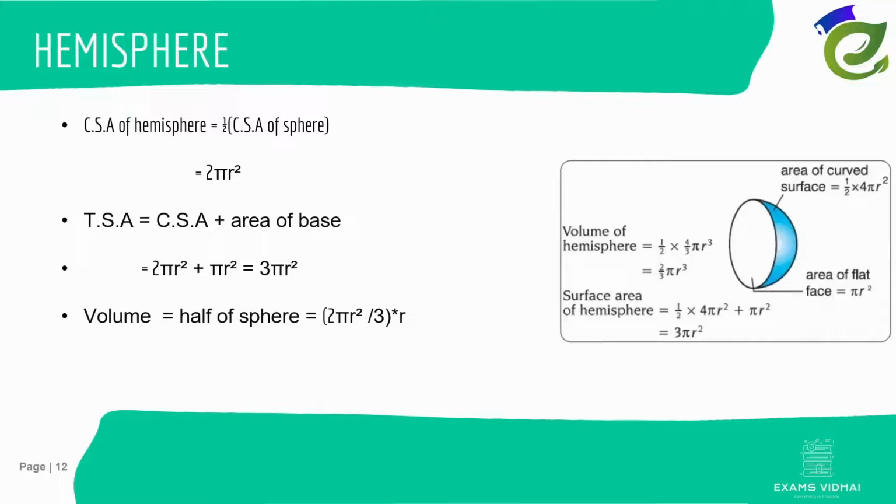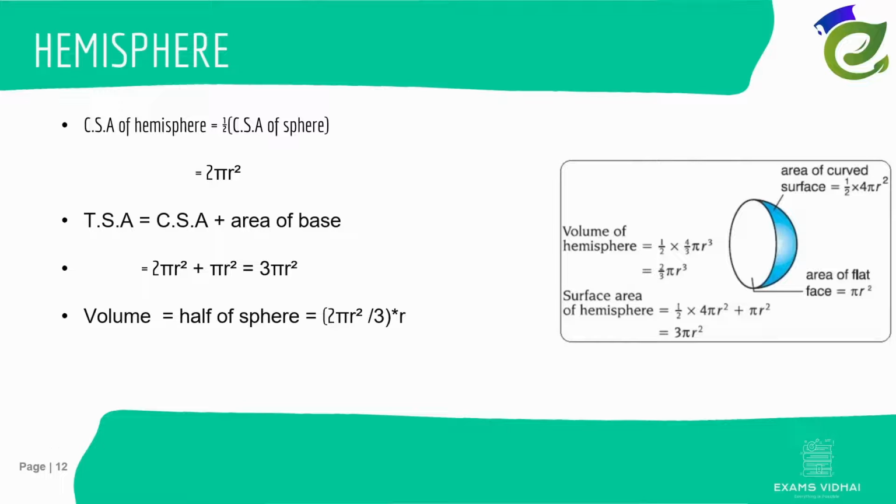Hemisphere. A hemisphere is half of a sphere, half of the hollow sphere. So the curved surface area is half of the sphere, which is 2 pi r square. Total surface area is curved surface area plus area of base. Here the area of base is a circle having radius r, which is pi r square. So the total surface area becomes 3 pi r square.